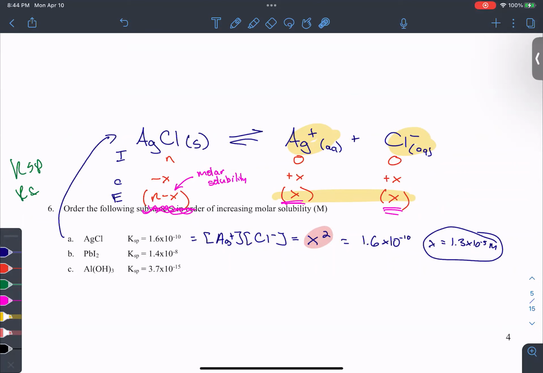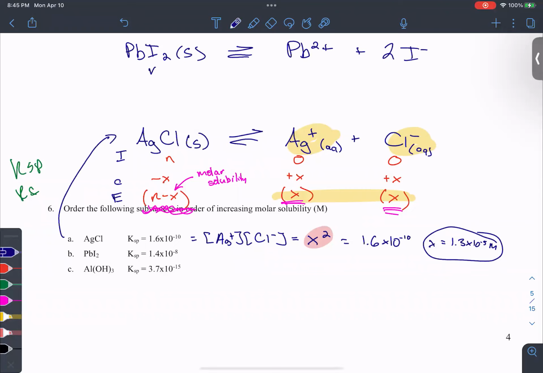Oftentimes exams don't just ask one, they'll ask multiple, kind of like this, where I'm asking you to rank these substances in terms of molar solubility. I want you to compare the X values. So it's forcing you to calculate 3 of them to make it a little bit harder. So let's do the same thing for lead iodide. If lead iodide breaks into its ions, we get lead 2+, but we also get iodide. But what's special about iodide here? There's actually 2 of them.